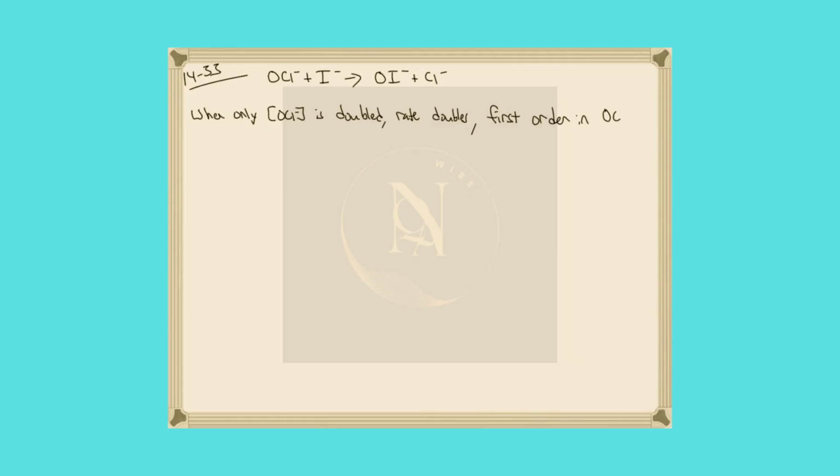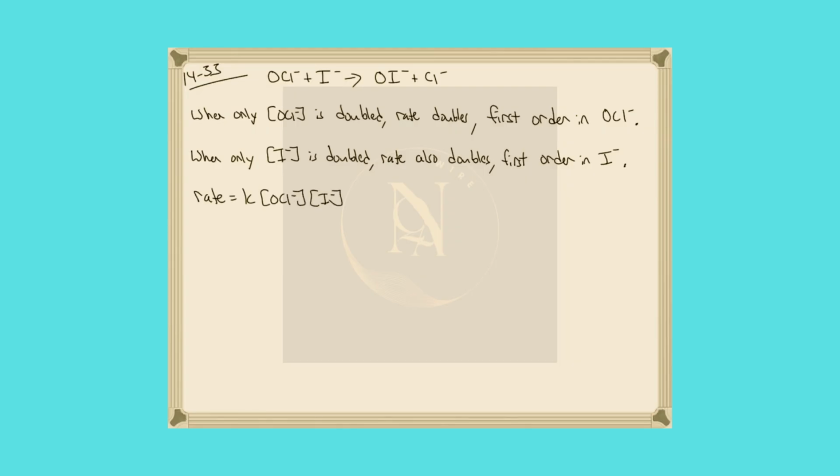But what about I⁻? Well, we need to see what happens when we only change the concentration of I⁻. When we double the concentration of I⁻, looking at lines 1 and 3, we see that the rate also doubles. So because a doubling of the concentration of iodide results also in a doubling of the rate, then we know it's first order with respect to iodide also.